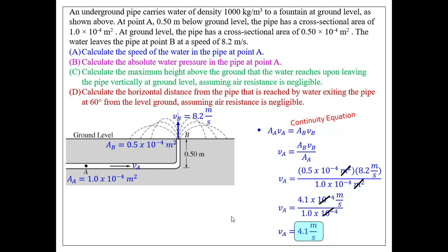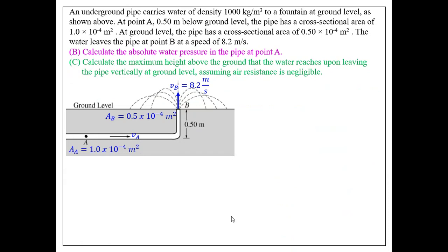Let's do B. B wants us to find the absolute water pressure at point A. So here's part B and C on this particular slide.